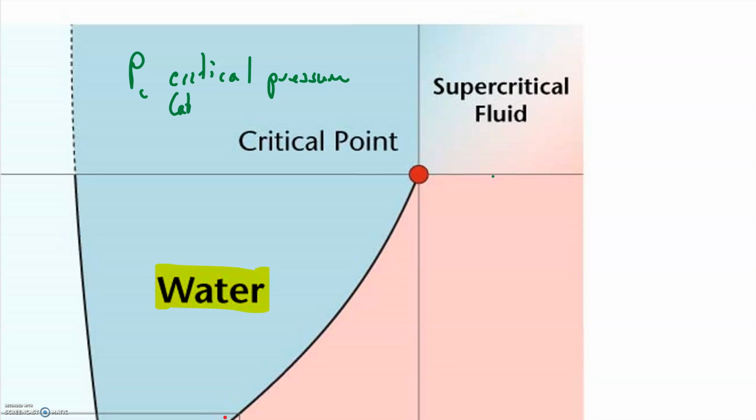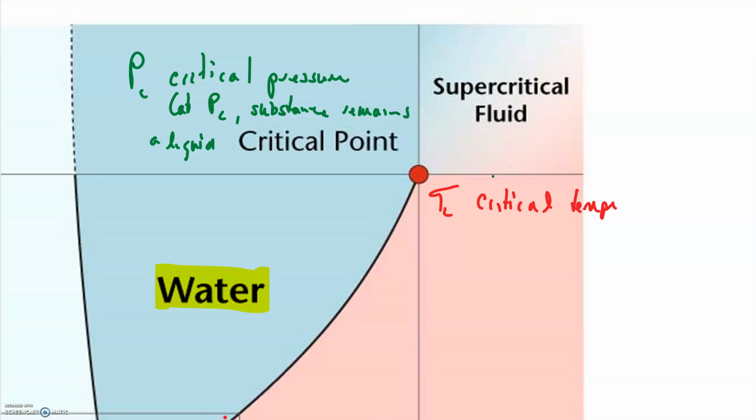So at critical pressure, the substance remains a liquid regardless of temperature. This critical point is also what we're going to call the critical temperature. We'll call this TC. This is called critical temperature. Remember that our temperature is on the x-axis, so we are here.